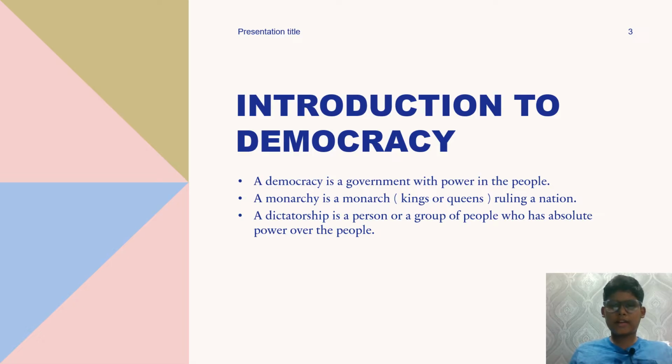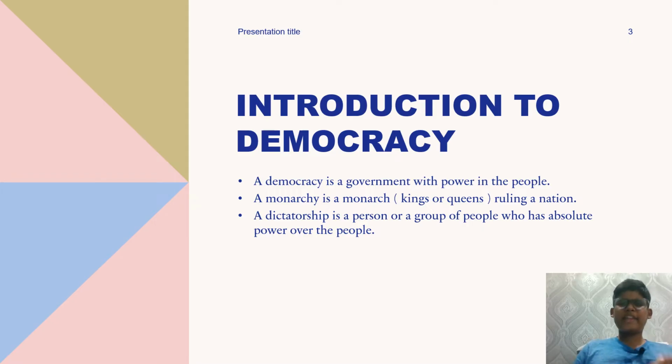A democracy is a government in which the people have the power. We people can elect the leaders. We people can tell what the leaders have to do, and then we can also remove the leaders. Thus a democracy is said to have the power in the people's hands.